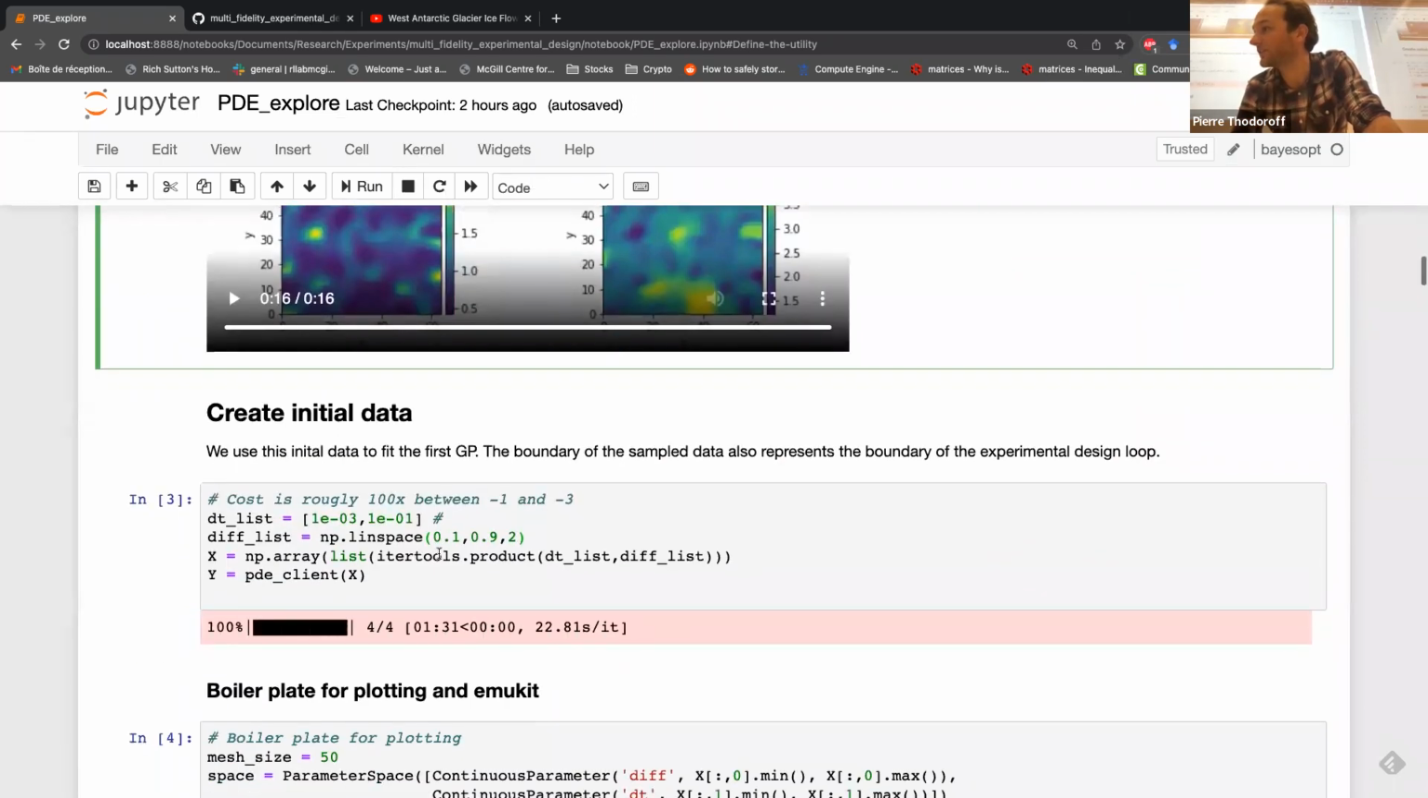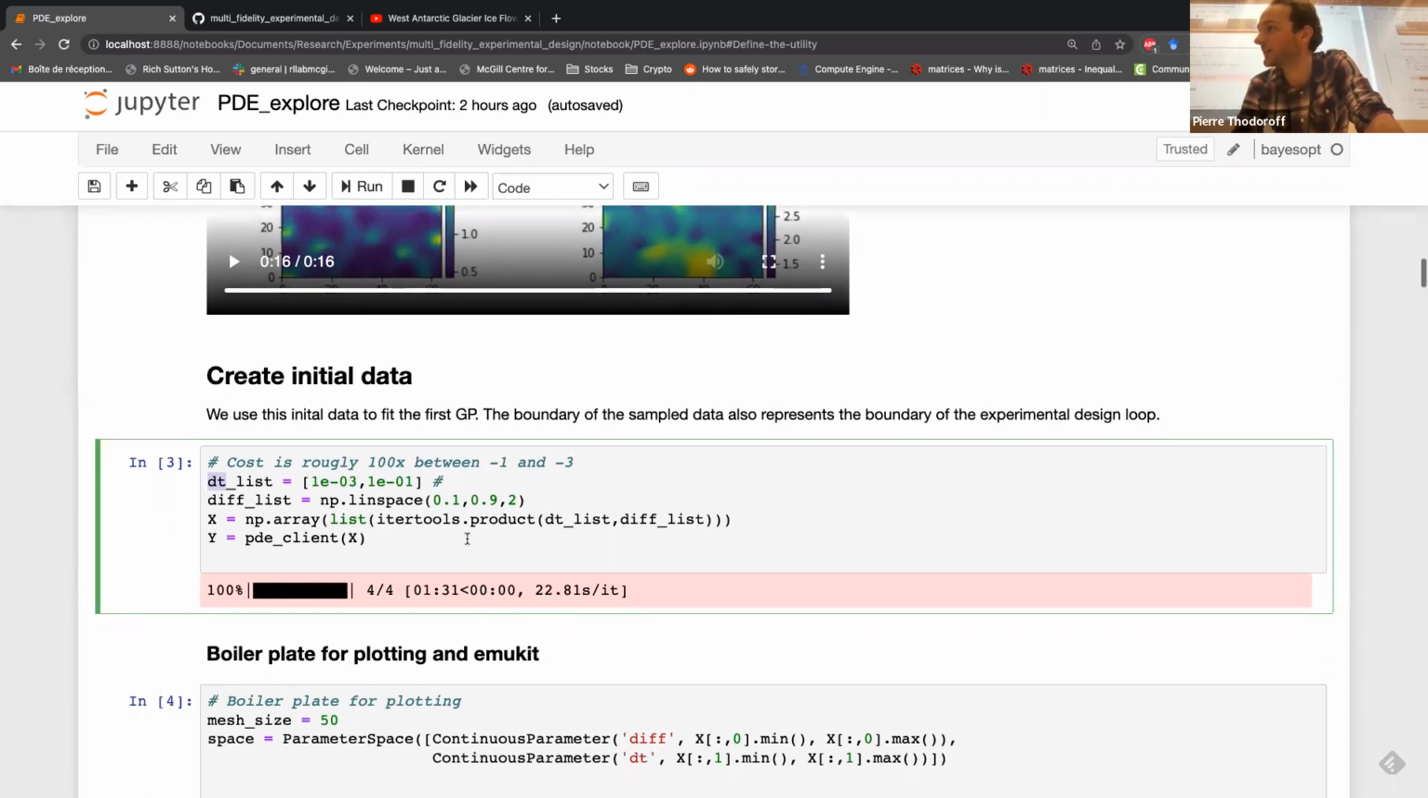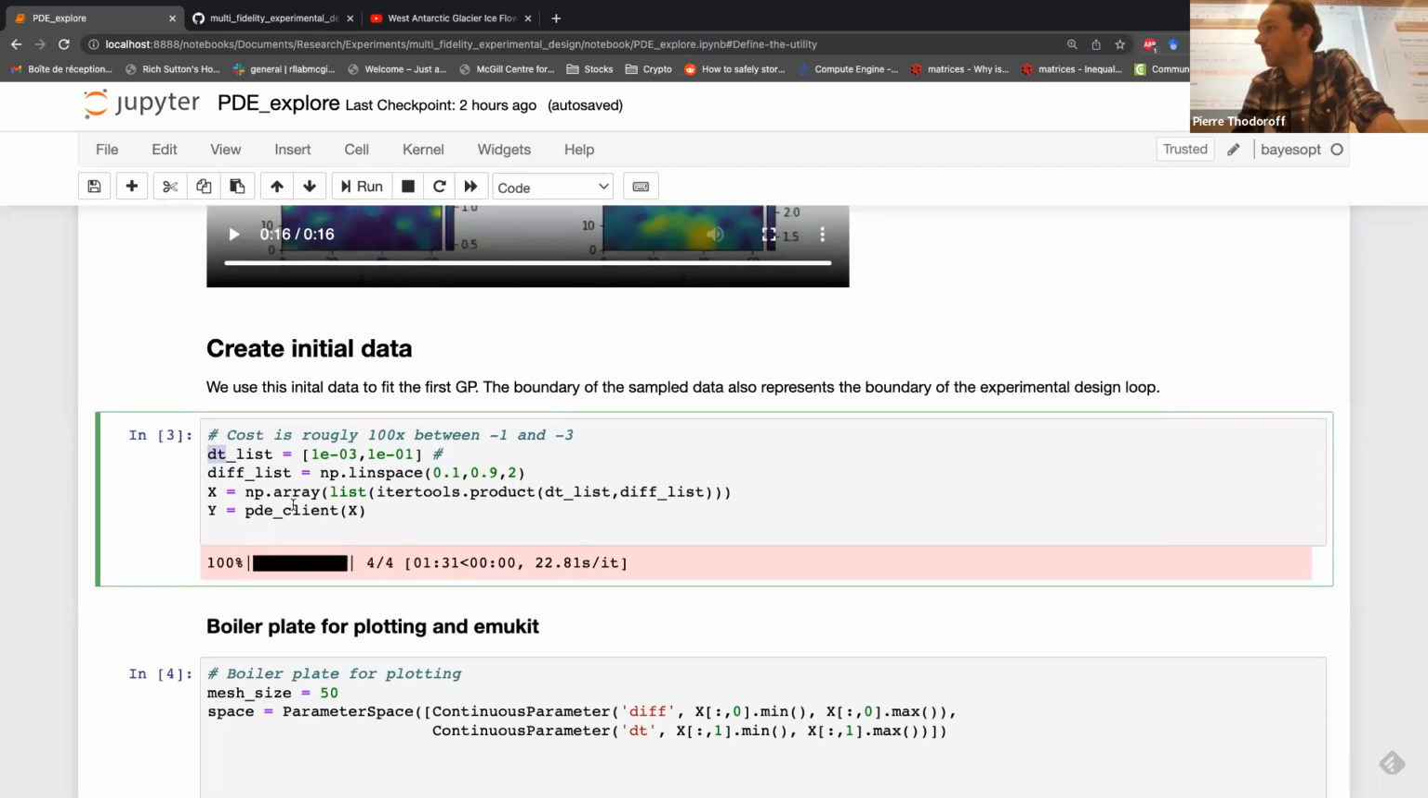So how we're going to start is we're going to create some initial data. We take the discretization, two discretization steps between 1e-3 and 1e-1. We're going to take two diffusion coefficients between 0.1 and 0.9. We're going to run that through our PDE client, which is just going to output the value that I talked about earlier: counting the number of cells that are above a certain value on one of the fields.